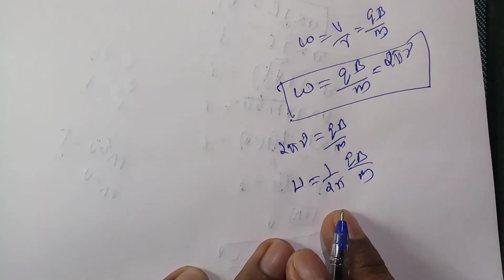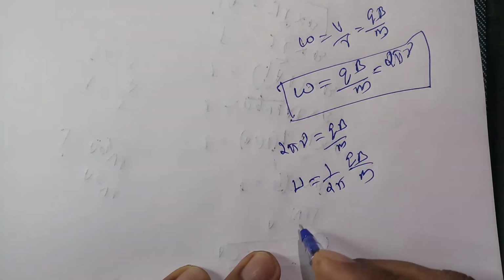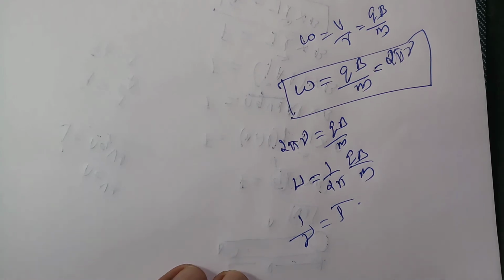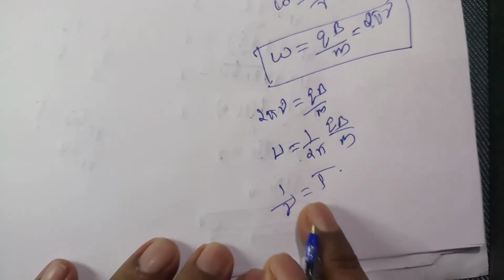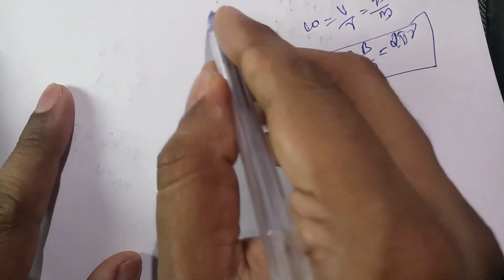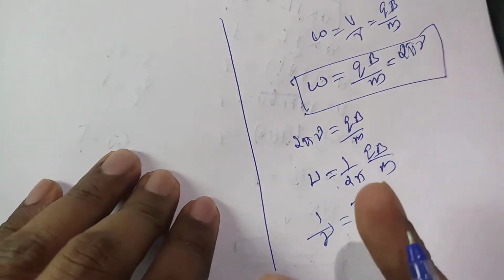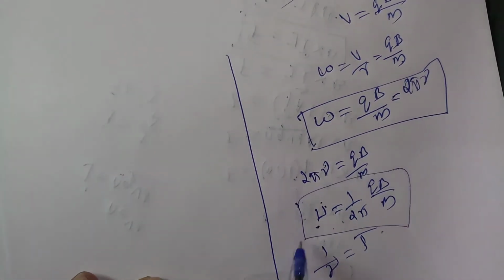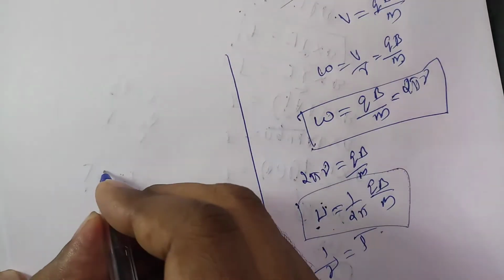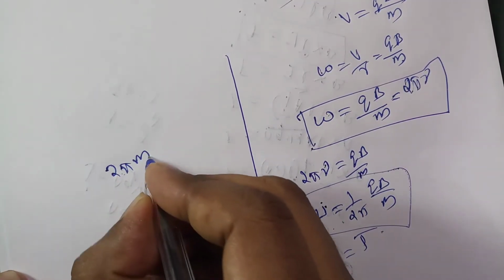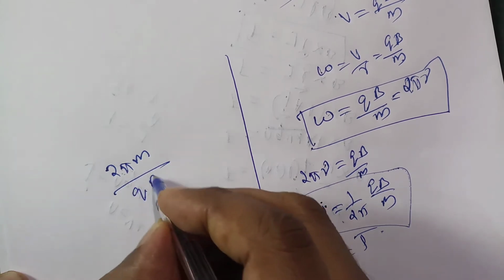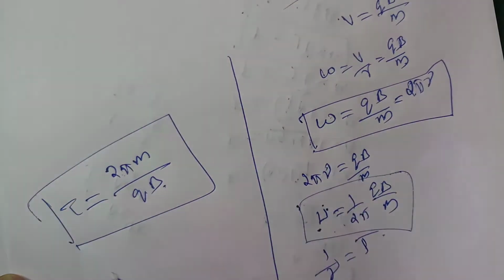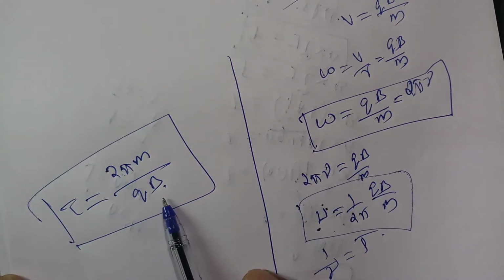Now what about the time period? Time period will be the opposite of this one. 1 by nu is equal to the time period. That also you will get, and that is also very, very important. It's a very simple calculation only. If you do it like this, you will get the time period as its opposite. What is in the denominator will come in the numerator. That is 2 pi m divided by qB. This will be the time period. So the time period of rotation is given by 2 pi m divided by qB.